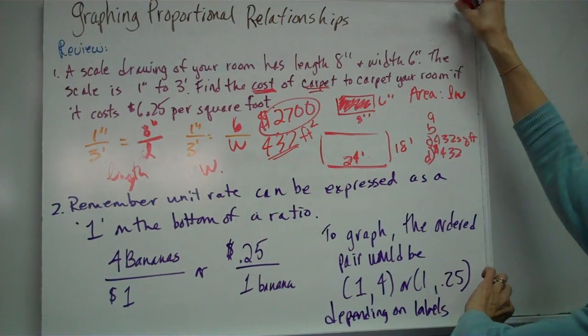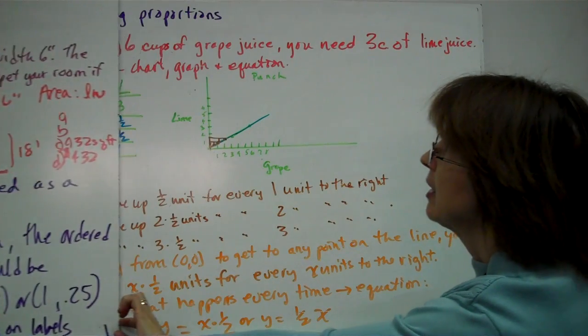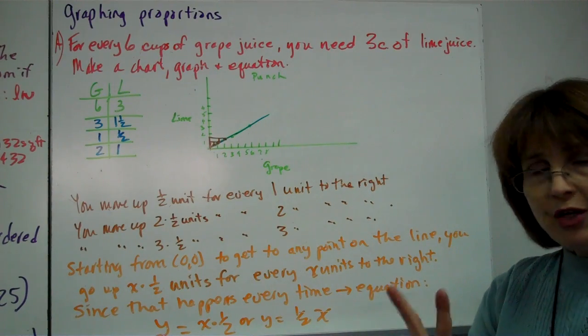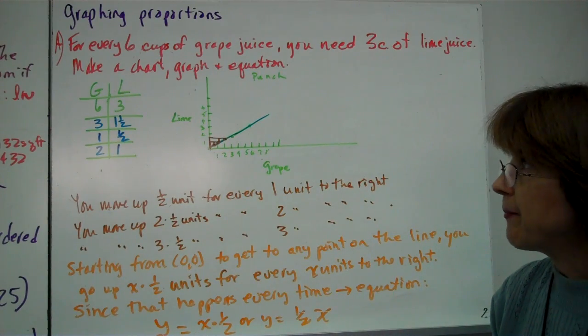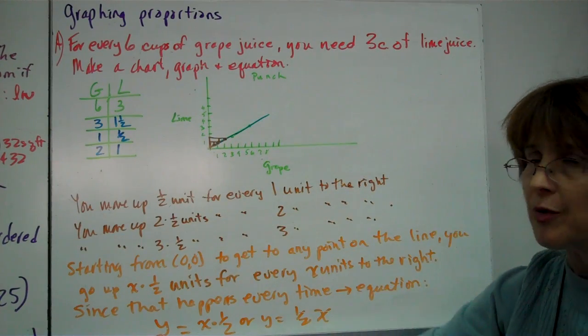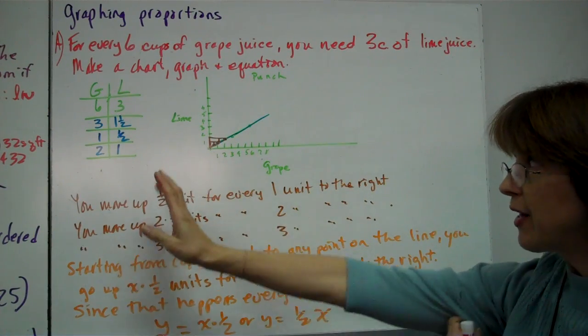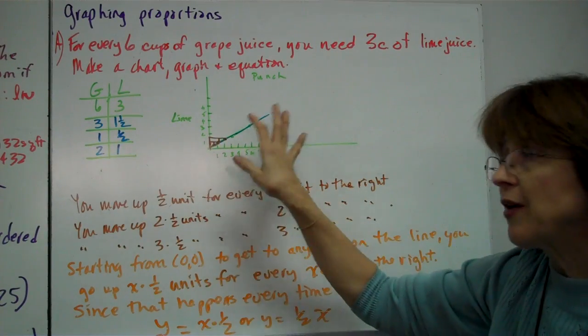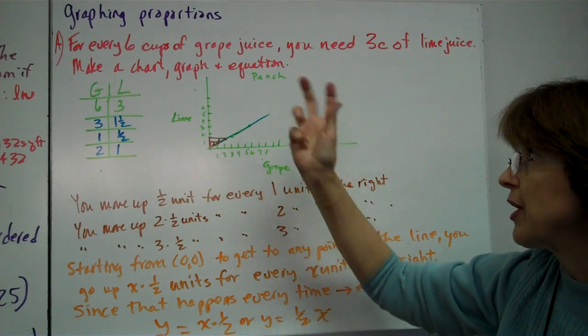Okay, so now we're going to look at some problems. Now we're going to graph some proportions. Okay, we're going to get 2 major problems here to work through. All right, for every 6 cups of grape juice, you need 3 cups of lime juice. We're going to make it real simple. And what we want to do is we want to make a chart out of this information, a graph out of the information, and an equation. The chart and the graph you've done, but now we're going to learn how to do an equation.